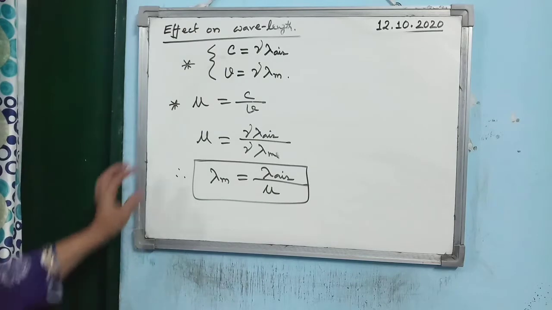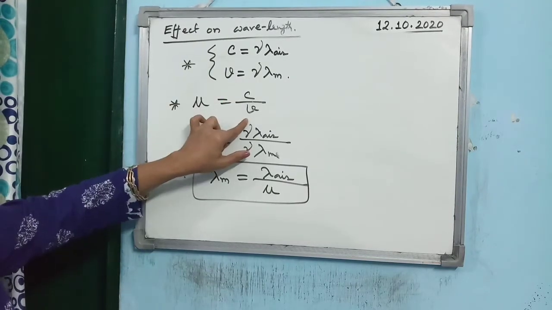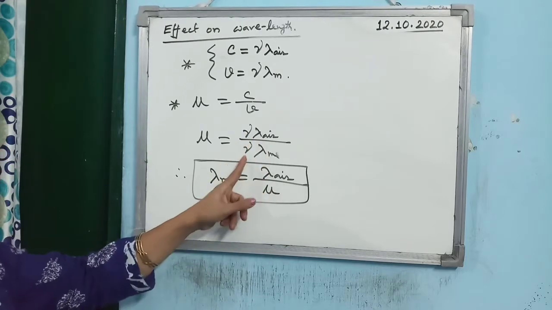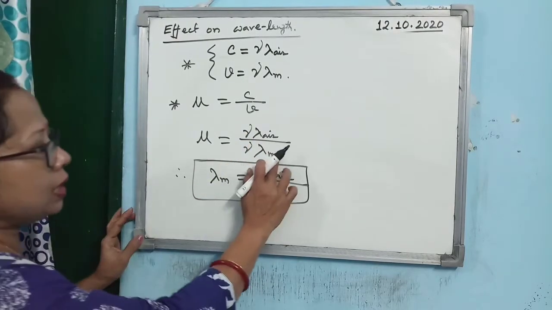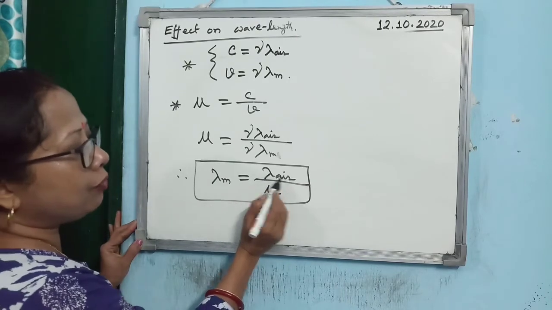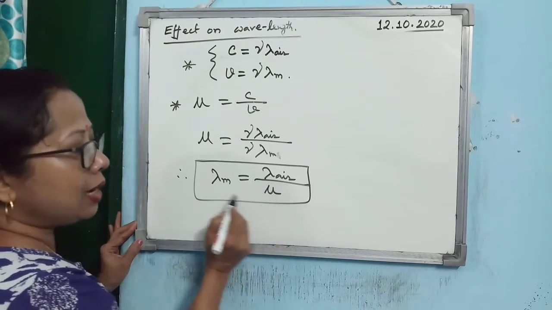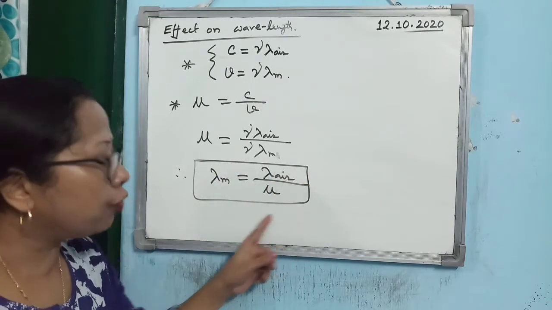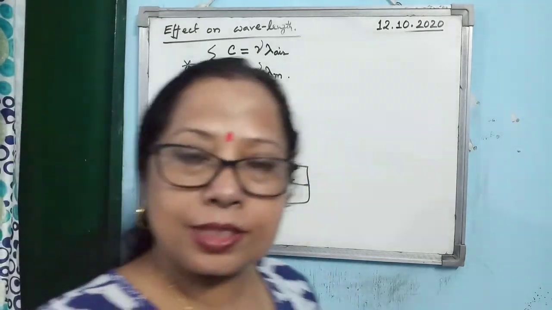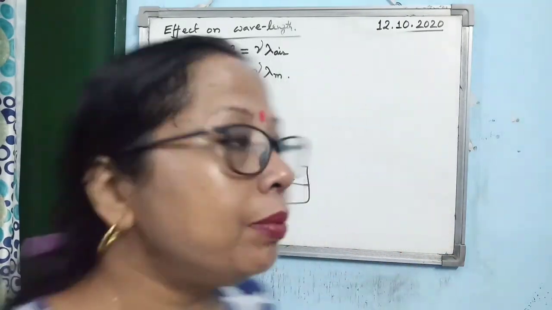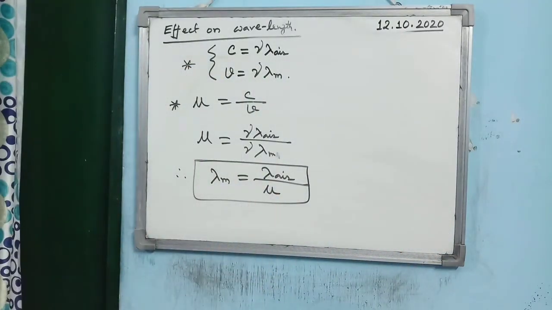Again, we know the refractive index is given by c by v. So if you substitute nu into lambda by nu into lambda m, nu gets cancelled. So what will be the wavelength in the medium? It will be the wavelength in air divided by the refractive index. So according to this formula, when a light ray or any electromagnetic wave changes the medium, the wavelength will change. Okay, that's all about this chapter.